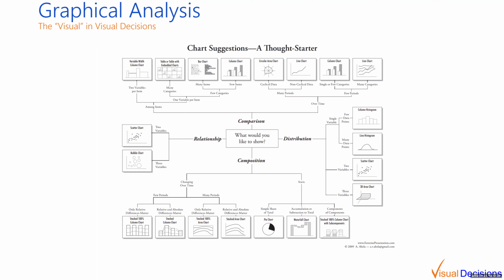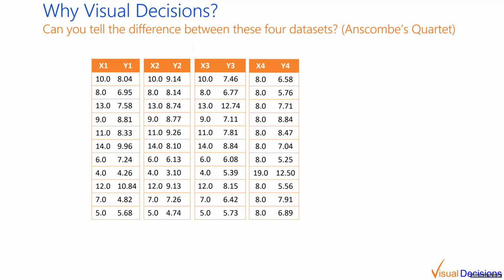A variety of different chart types can be used to easily uncover many issues that are difficult to see when you're just brainstorming in a conference room or looking at a page of numbers. In fact, being able to visualize information is at the root of why I called it Visual Decisions in the first place. So just as an example of that, if we look at these 4 data sets, it's very difficult to tell the difference between them.